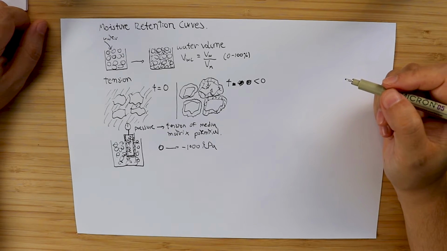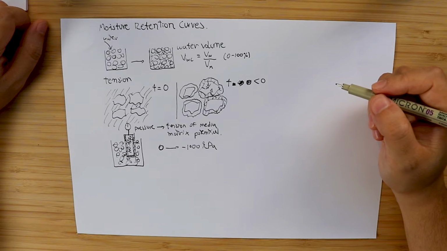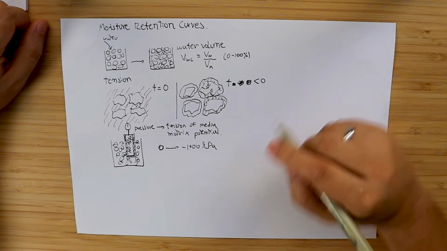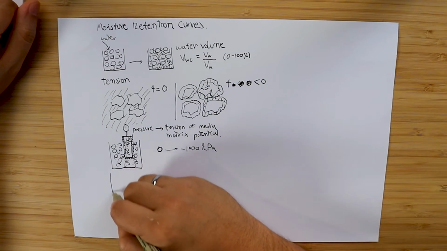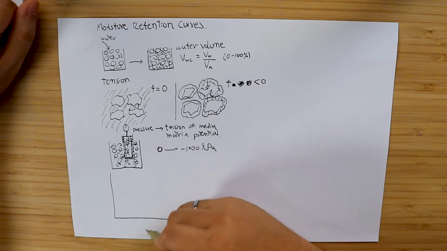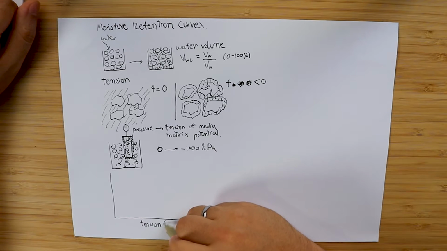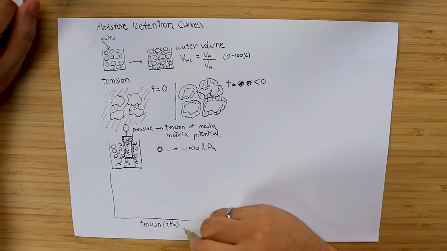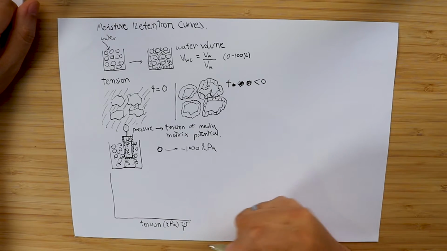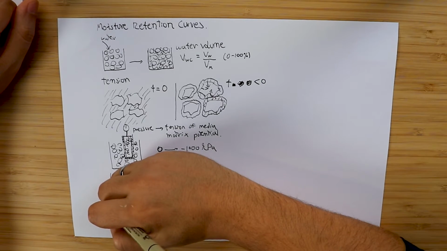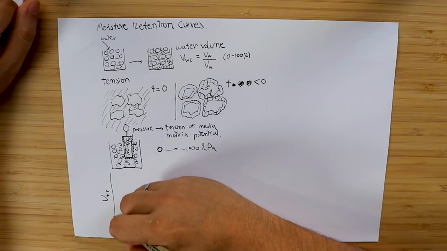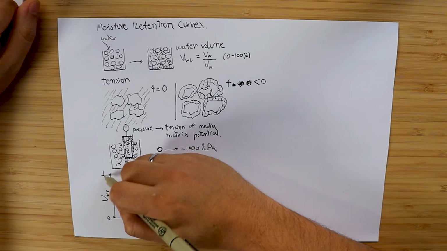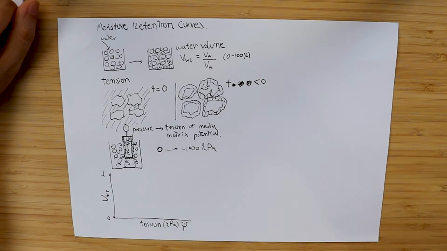Now, the water retention curve is basically the behavior of water content as a function of tension. So we have here a moisture retention curve. We will usually have the tension here on the x-axis in kilopascals, and this is also represented by the letter phi. And we have the volumetric water content here, either as a fraction or as a percent. I'm going to write it here as a fraction between 0 and 1, which is equivalent to between 0 and 100%.